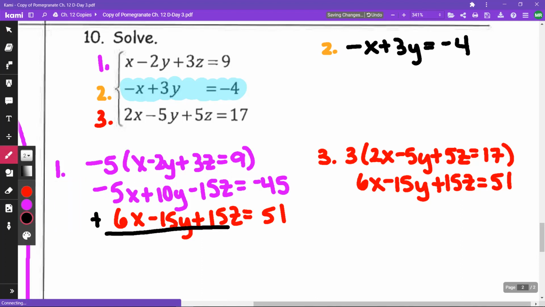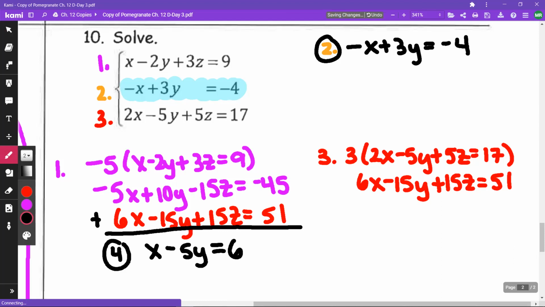I'm going to add those together. I get x minus 5y. My z's cancel out, and I end up with a 6. I'm going to call this equation 4. So now my equation 2 and my equation 4 both have x's and y's.